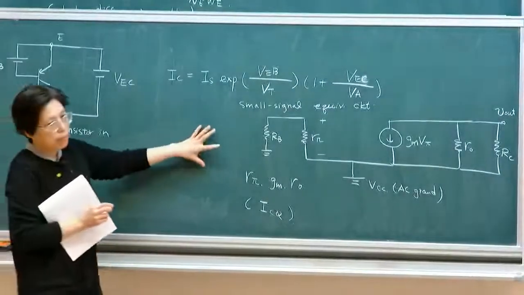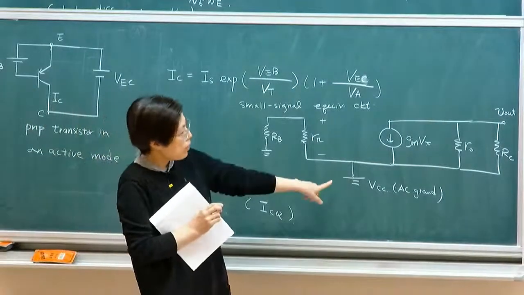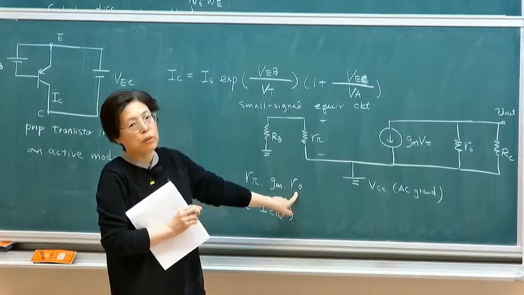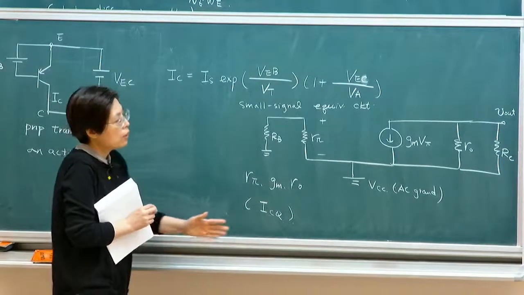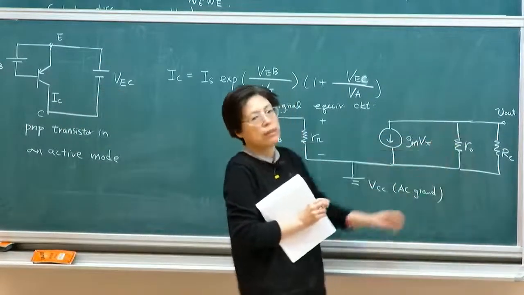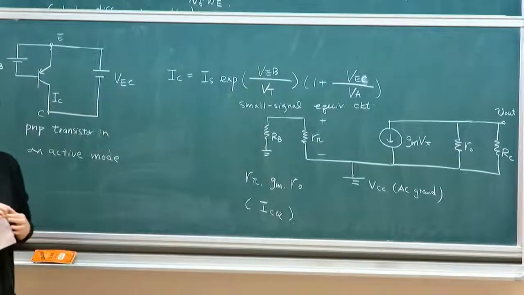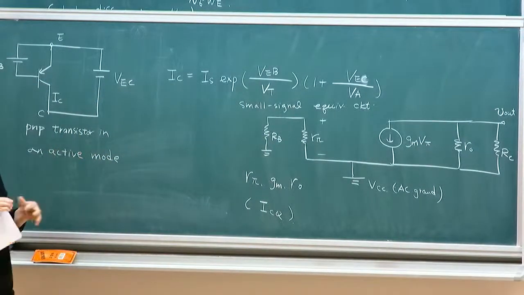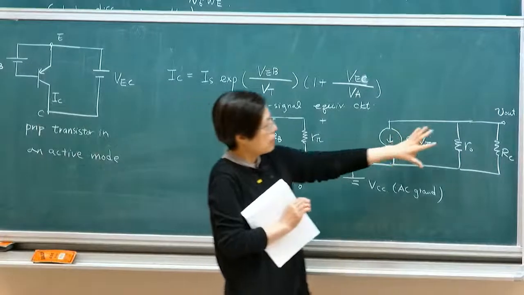Okay? So if I give you an early voltage, you should be able to find ro. If early voltage is not given, you can skip this part. If early voltage is infinite, then ro is infinite. So then this can be skipped. Okay?